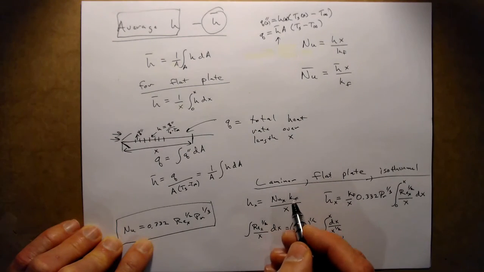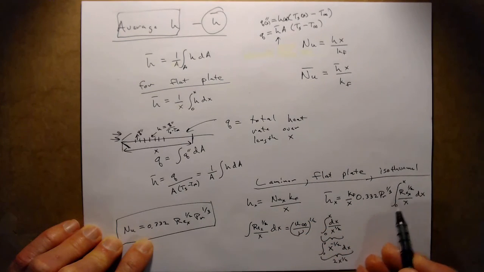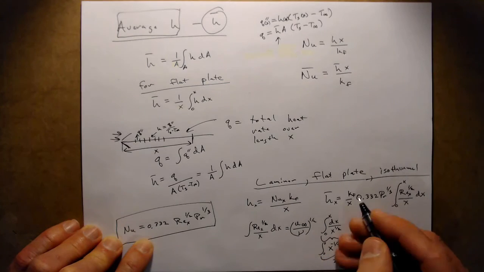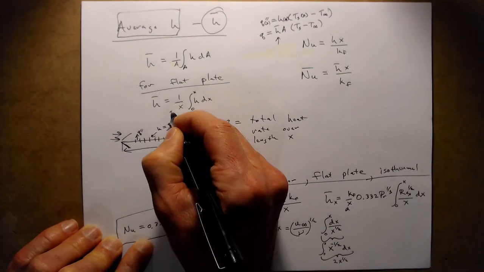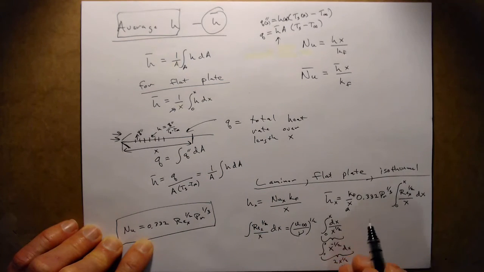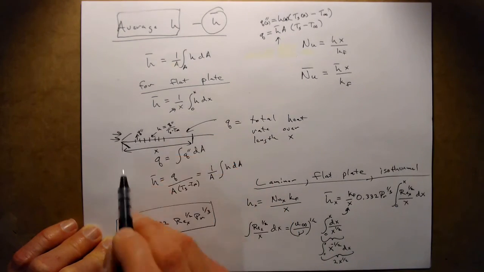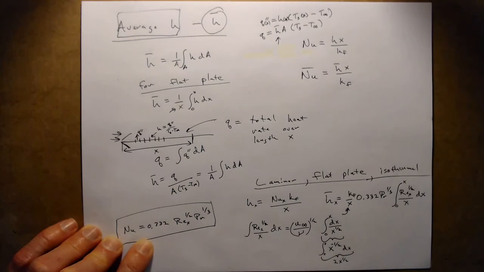And I've divided by x. So this is Nusselt number times kf over x. So kf is here. This is the x from here. This x corresponds to my normalization. I've got to divide by x so that I end up with a quantity that has the same units as a heat transfer coefficient. I'm integrating over x and then I'm dividing by x out here. So that's where that one's coming from.